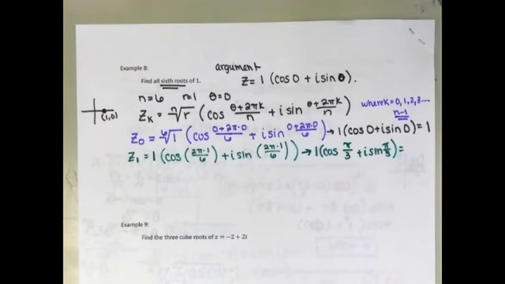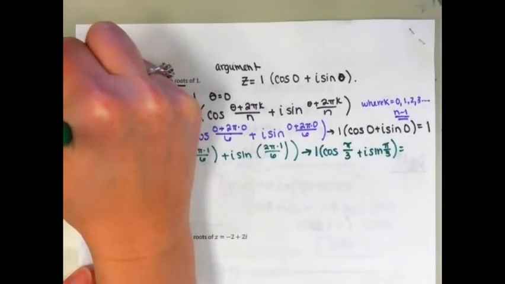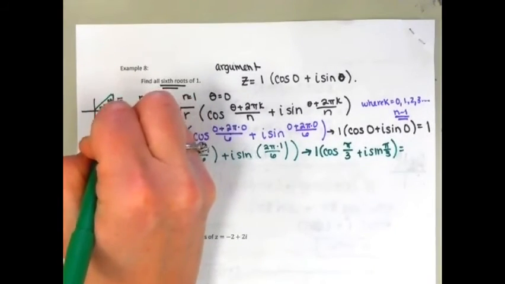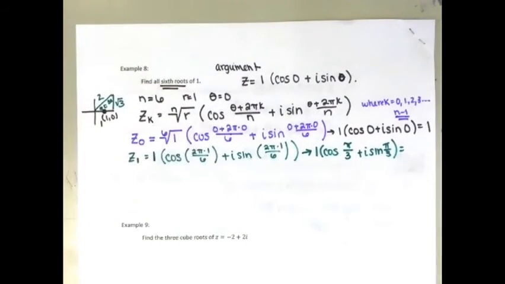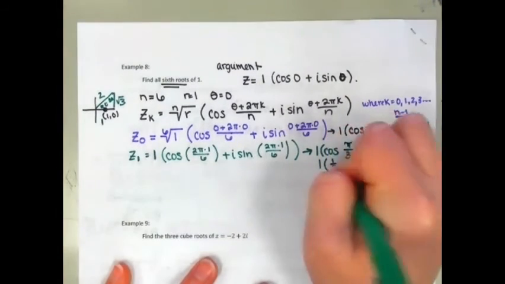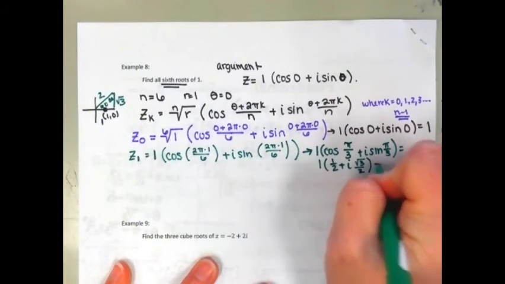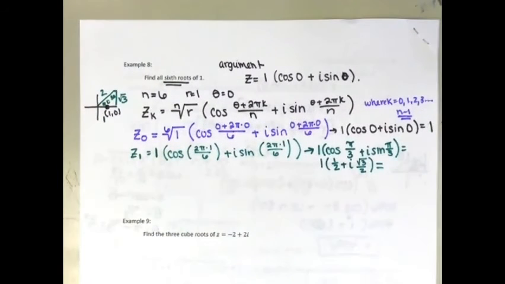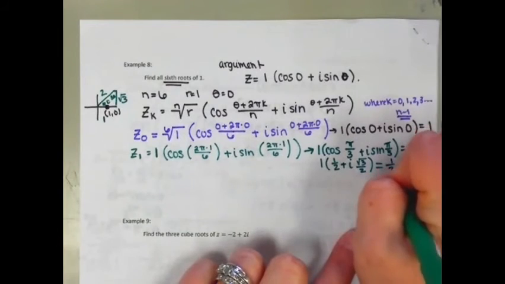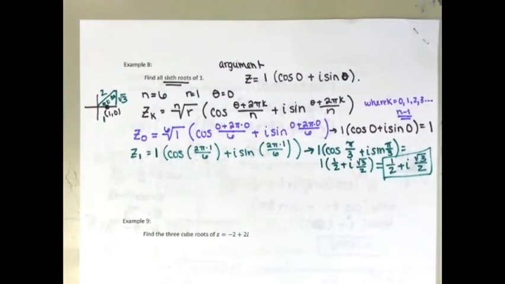Well, pi over 3 is 60 degrees, correct? So if we have 60 degrees, the 60-30 triangle: across from the 60 is radical 3, across from the 30 is the 1. So cosine, is it radical 3 over 2 or 1 over 2? The 1/2, right? Plus i, so the sine would be radical 3 over 2. So 1 times all of that is just 1/2 plus i radical 3 over 2, and there's z to the first.